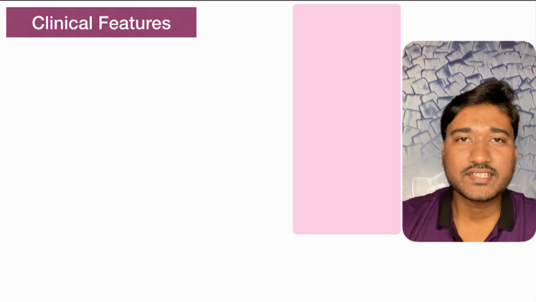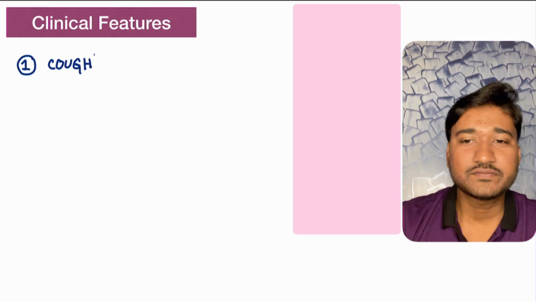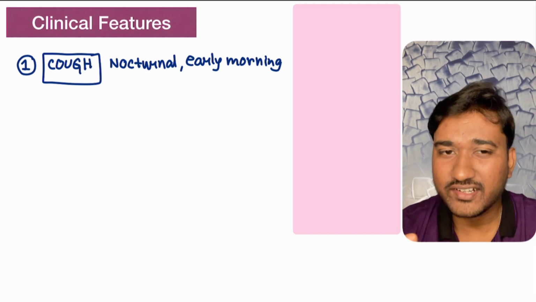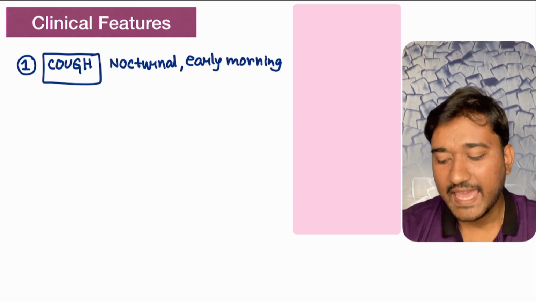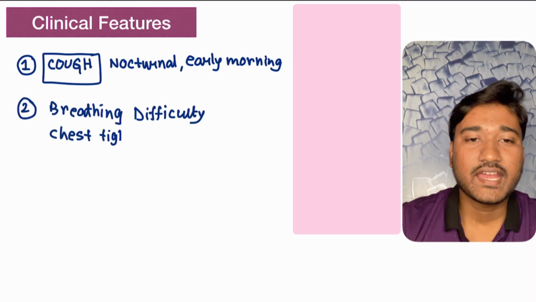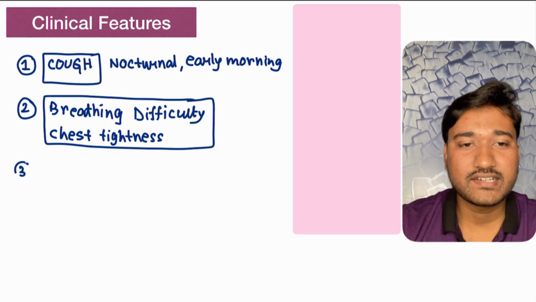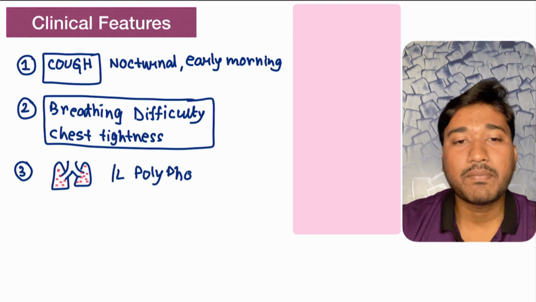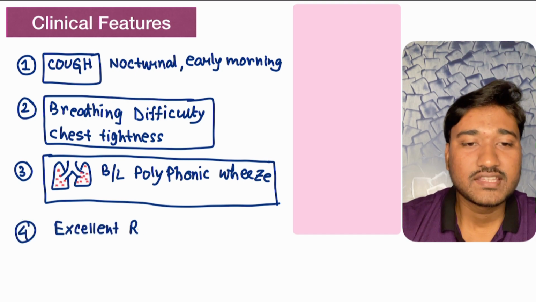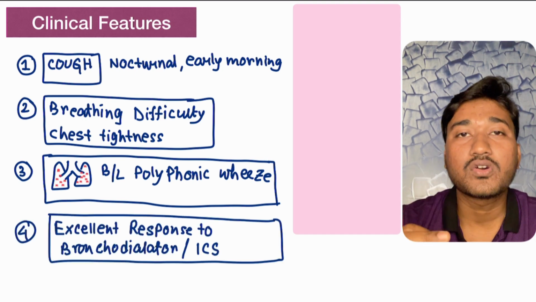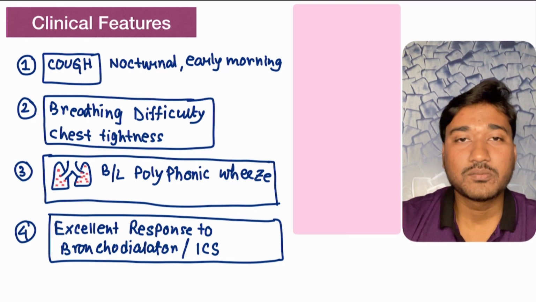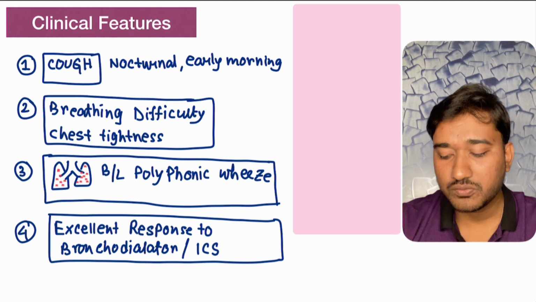So what are the clinical features of asthma? We have already discussed that is cough. There are some specific characteristic features of this cough: it is nocturnal, usually present in the early morning, and usually a dry cough. There is breathing difficulty and chest tightness. And look here, there is a bilateral polyphonic wheeze which you can auscultate, and also there is excellent response to the bronchodilator and maybe ICS, that is your inhalational corticosteroid. But the most important thing is that there is excellent response to bronchodilators.